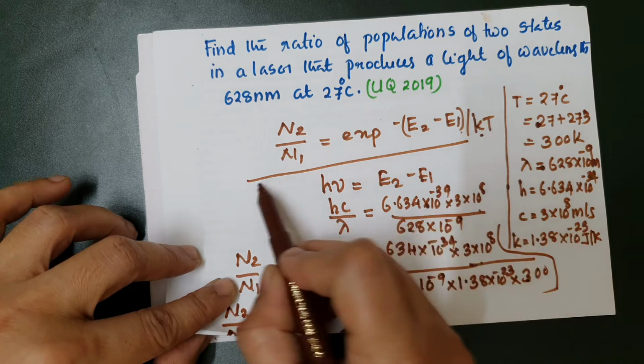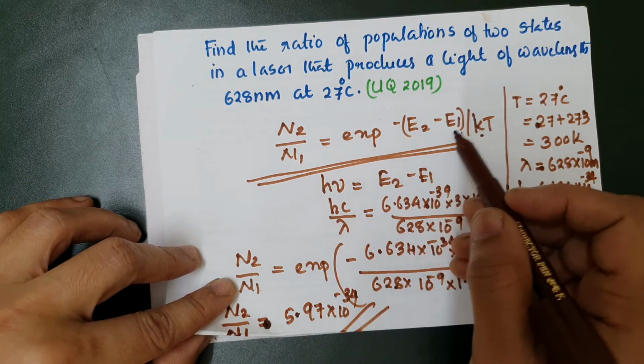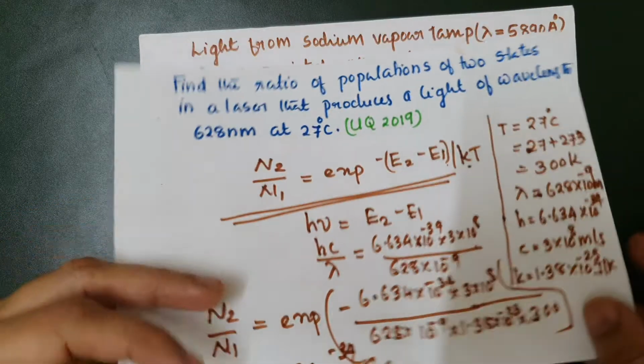So this equation is important. N2 by N1 is equal to e raised to minus (E2 minus E1) by kT, or e raised to minus h nu by kT.